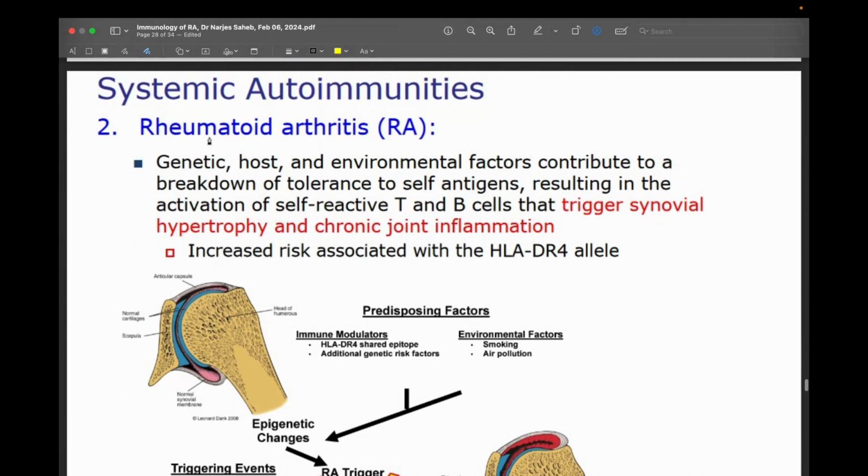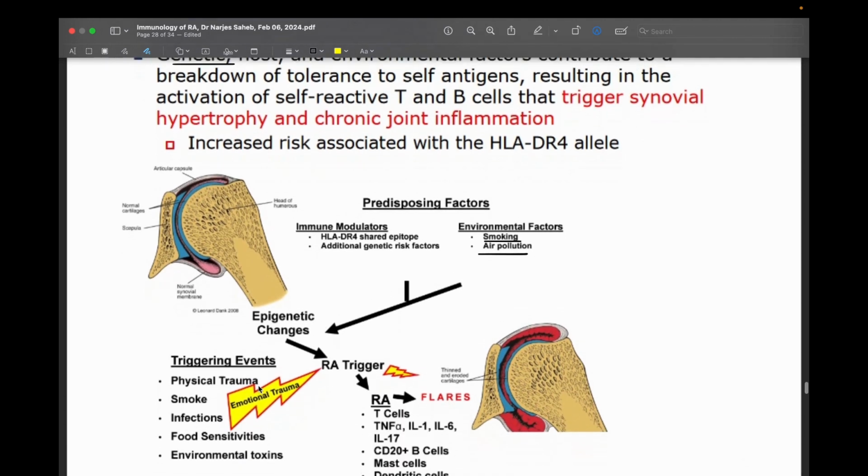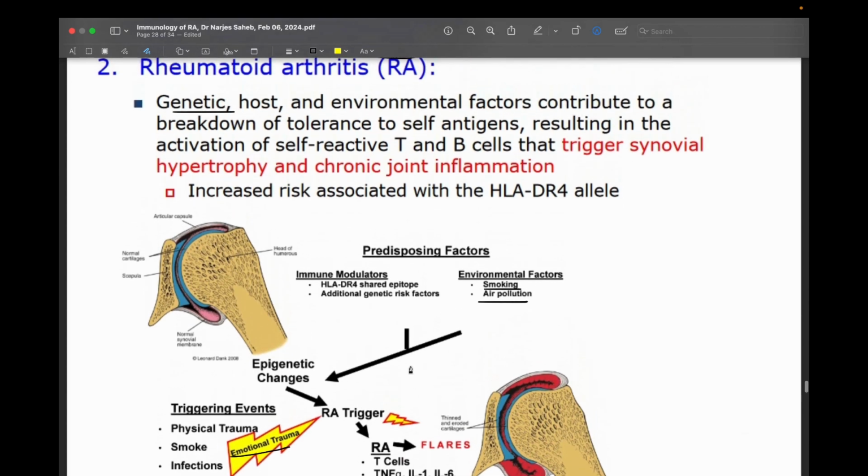Let's go down now. Rheumatoid arthritis, as we said, is a systemic autoimmune disease. Genetic, host and environmental factors contribute to the breakdown of tolerance to self-antigen. Genetic, we explained how. Environmental factors include smoking and air pollution. Smoking and air pollution with the genetic causes can lead to epigenetic changes. What were the epigenetic ones? We had methylation, acetylation and those things. And also triggering events, which include emotional trauma, also trigger rheumatoid arthritis. Okay?